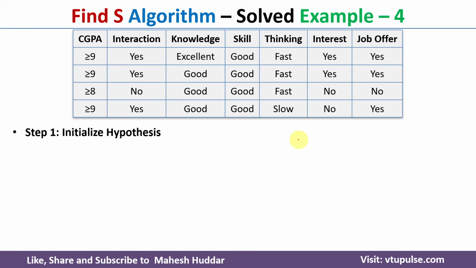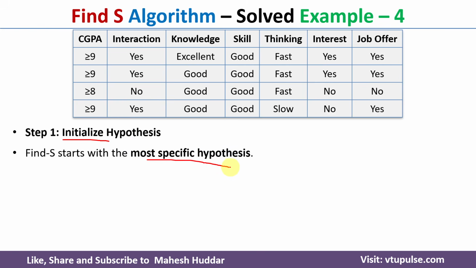The first step in Finder's algorithm is the initialization. Finder's always starts with the most specific hypothesis. Since we have 6 attributes in our data set, the initial hypothesis contains 6 null values. So our initial hypothesis can be written as H0 is equal to 6 nulls. It means that the hypothesis does not cover any training example. It is extremely specific and represents no valid concept yet.